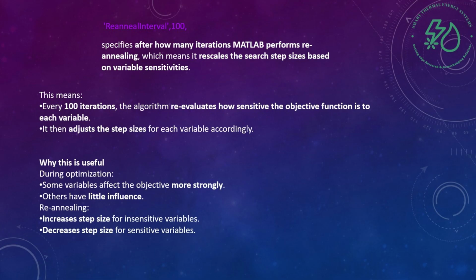And what is the reason for adjusting this parameter being useful? During optimization, some variables affect the objective more strongly and others have little influence. So what re-annealing does is increase the step size for insensitive variables and decrease the step size for sensitive variables. It is what re-annealing does, for example, for this specific case, after 100 iterations.